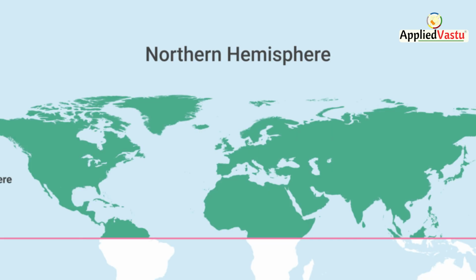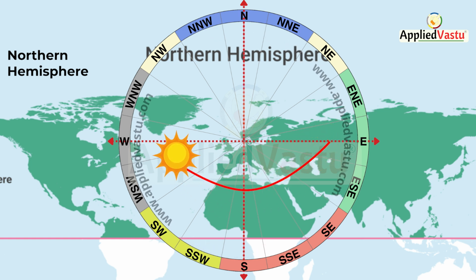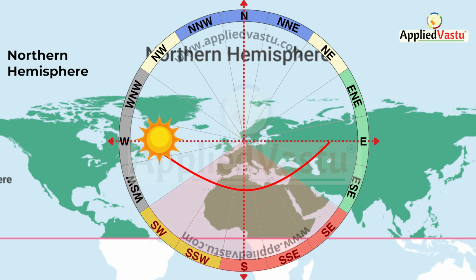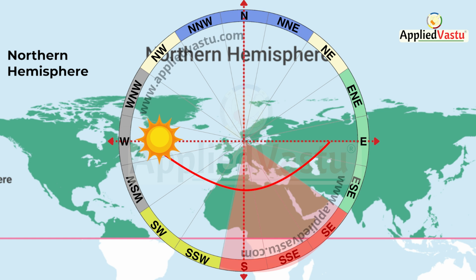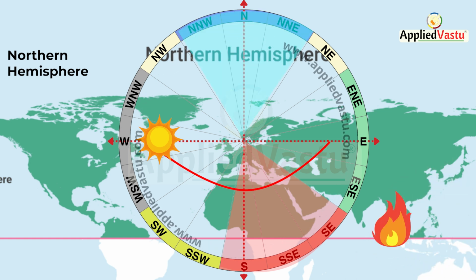Since in the Northern Hemisphere the sun rises in the east, moves through the south, and sets in the west, and since sunlight falls more directly to the south compared to the north, the southern side becomes hotter. Hence, the south and southeast are considered fire zones or fire element, and the north is considered a water zone or water element.